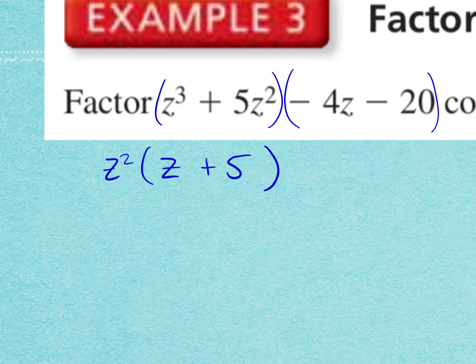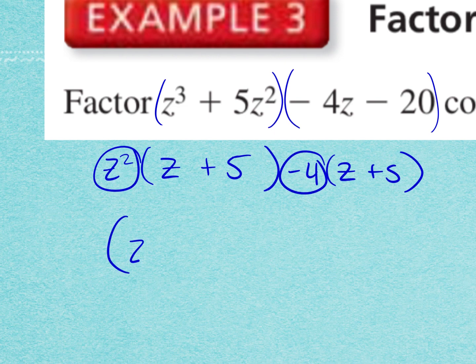What's our GCF in the second group? Why do we do a -4, not just 4? We want the inside to be positive. We need the inside to be exactly the same as our other inside part in order to factor by grouping. So I'm going to take out a -4, and I'm left with z plus 5. So now the 2 outside parts go together. So we have z squared minus 4, and then the 2 inside parts go together. Z plus 5.